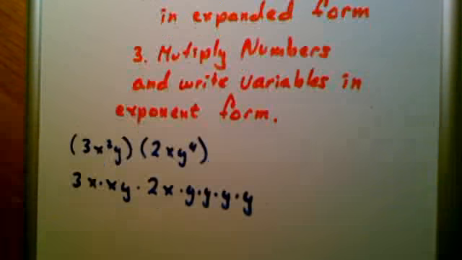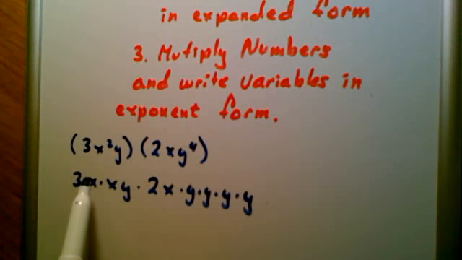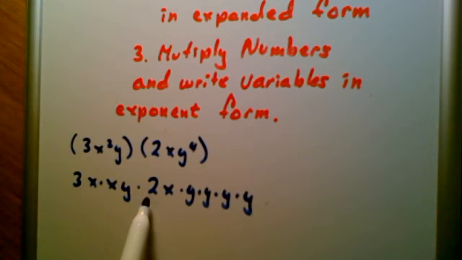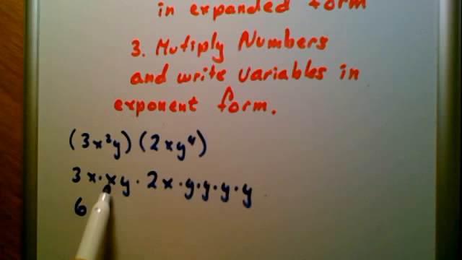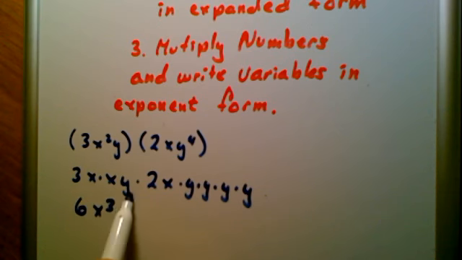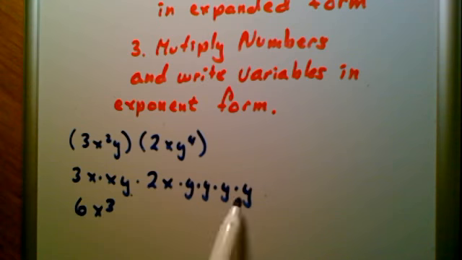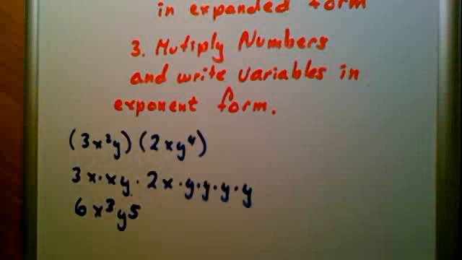So in this problem here, what we do is multiply the numbers. 3 times 2 is 6. We have x times x times x, so x times x times x in exponent form is x to the third power. And then we have a y right here, and y times y times y times y, and that's y to the fifth power. There's that first problem.